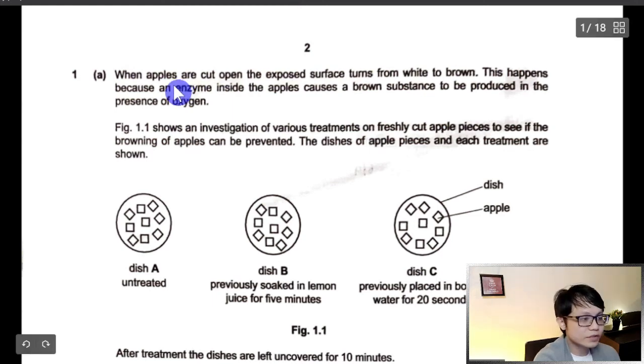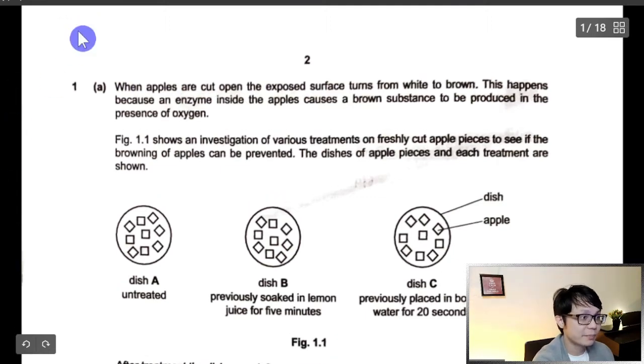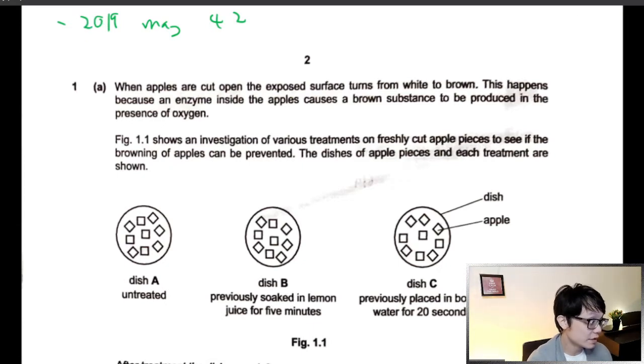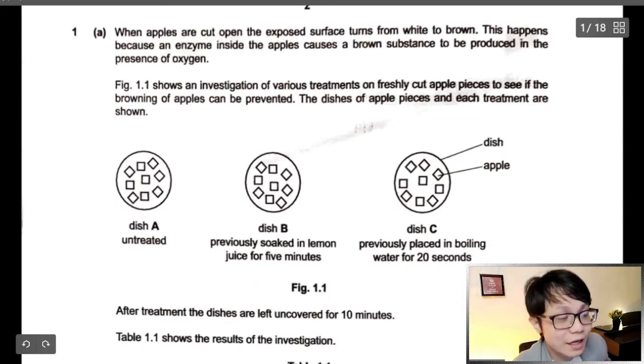Okay, so today we are going to be discussing the 2019 May paper 42. Oops, where's my red pen? Okay, so this is the question paper that we are going to discuss. So let us start with question number 1.